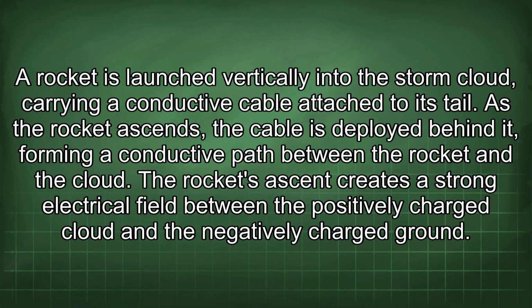A rocket is launched vertically into the storm cloud, carrying a conductive cable attached to its tail. As the rocket ascends, the cable is deployed behind it, forming a conductive path between the rocket and the cloud. The rocket's ascent creates a strong electrical field between the positively charged cloud and the negatively charged ground.